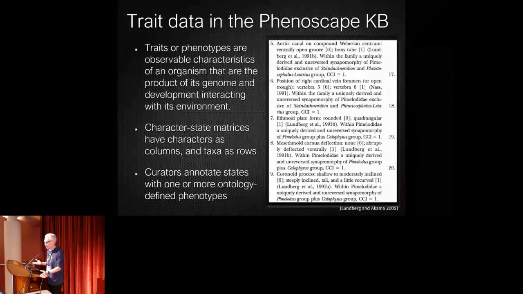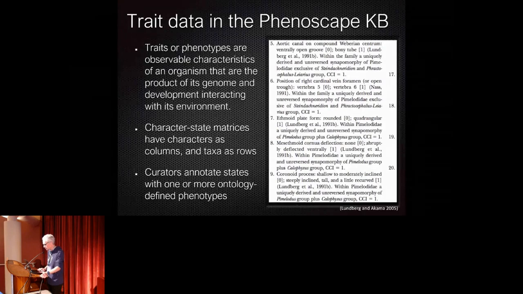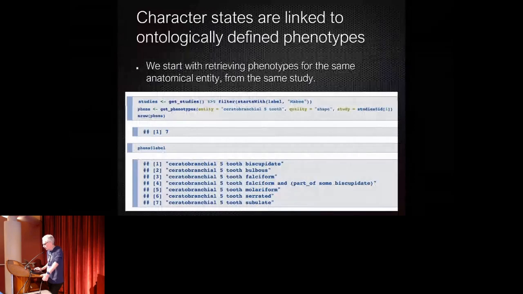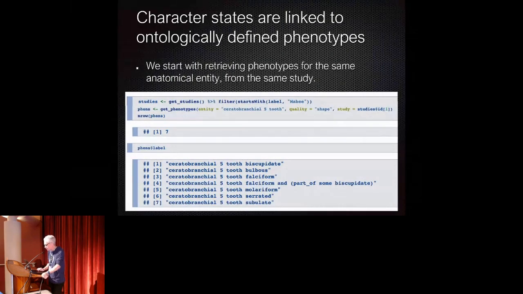Character, as I alluded to earlier, right? For natural phenotype data, these data are typically published as character state matrices, and in such matrices, characters are the columns, taxa are the rows, and curators link the states, which are essentially the cells, to one or more ontology-defined phenotypes, okay? And so let's go into some code here. Starting with character states, as I just said, they're linked to ontologically defined phenotypes.